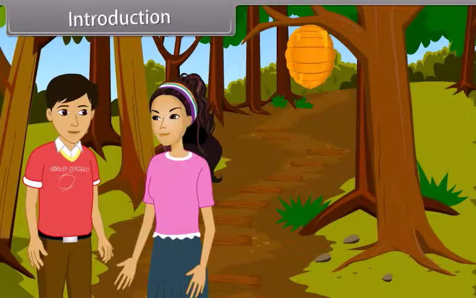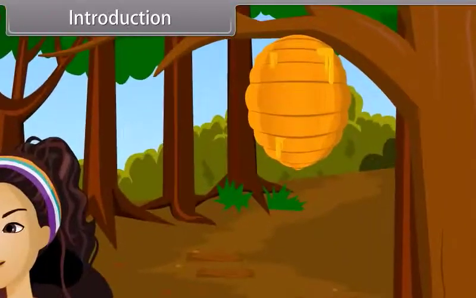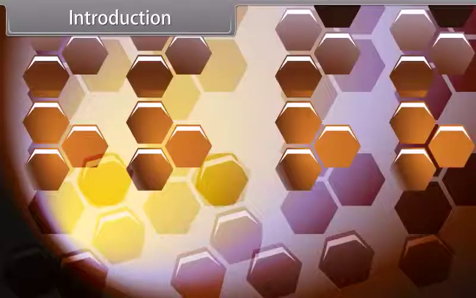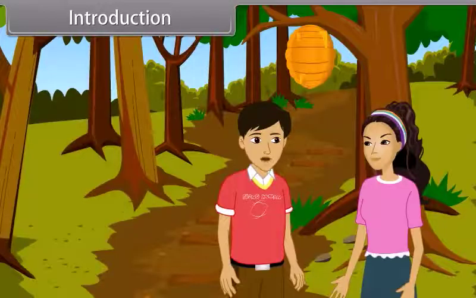Introduction. See those holes on honeycomb? Yeah, how beautifully the bees make honeycomb. Have you noticed the holes in that? They're in a pattern. Hey, yes, they form a pattern. In nature we can find so many things with patterns.